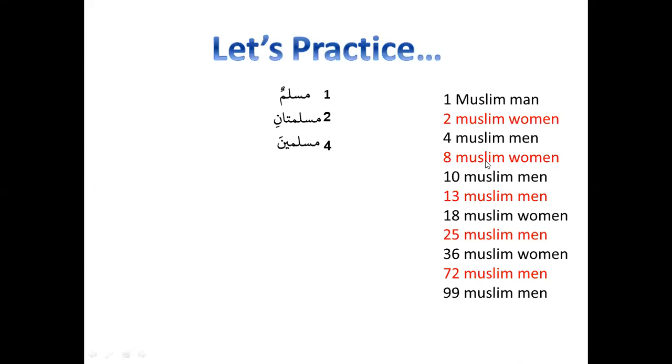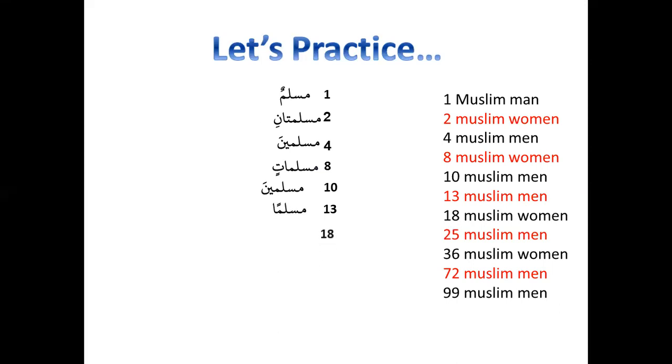Eight Muslim women. Muslimatin. Excellent. Ten Muslim men. Muslimina. Yes, Muslimina. Thirteen. Now thirteen. Muslimina. Same as eleven, this is single. So tamyiz, okay, singular for all of them. Single, then again common. Musliman. Excellent.